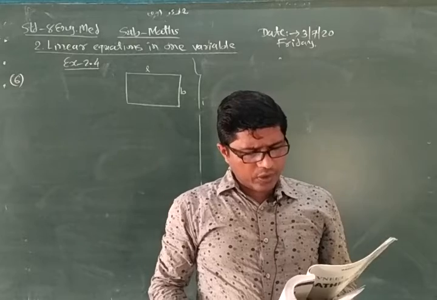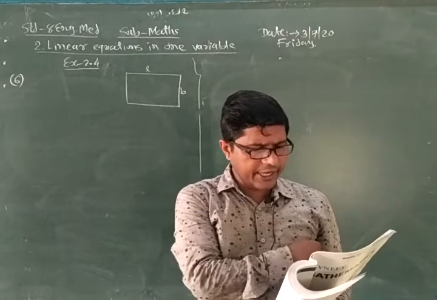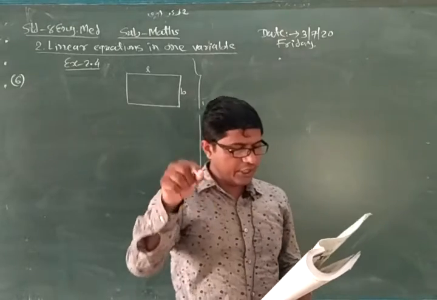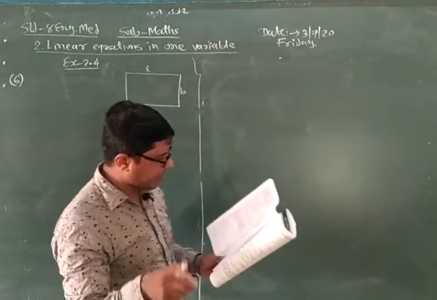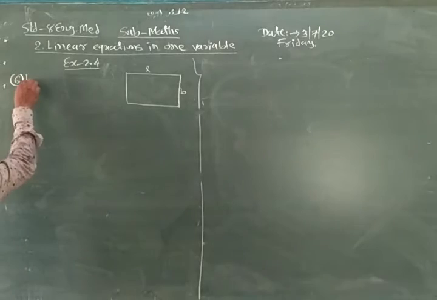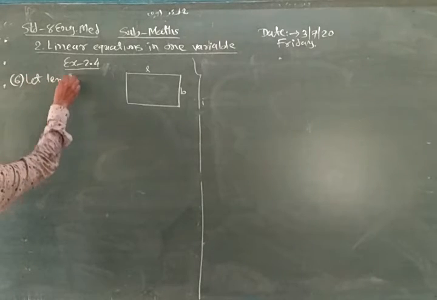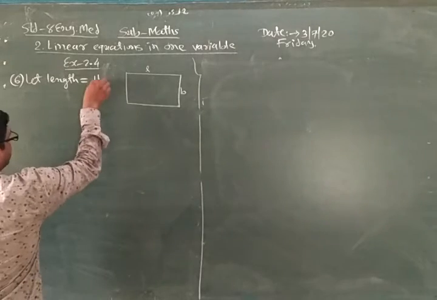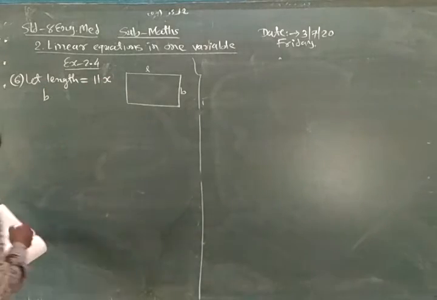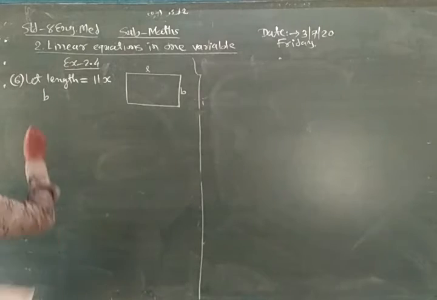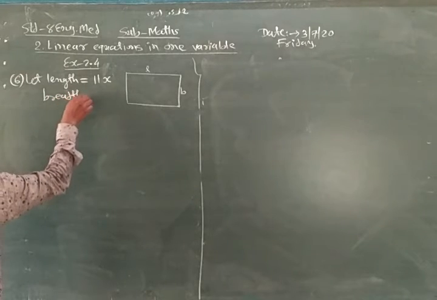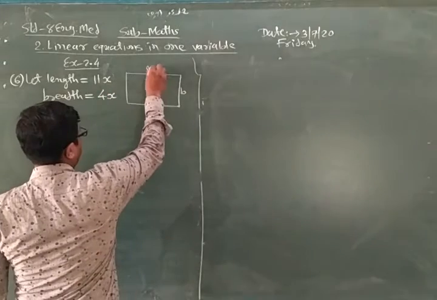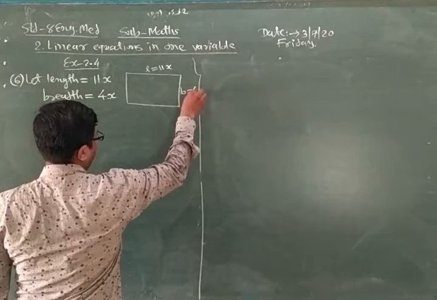Now, a plot received from a school in Mahuli village, the length and breadth of the plot are in the ratio 11:4. First length, after that breadth. Let the length be 11x, and the second given here is the breadth, so the breadth is 4x. Okay, this is 11x, this is 4x, this is given.